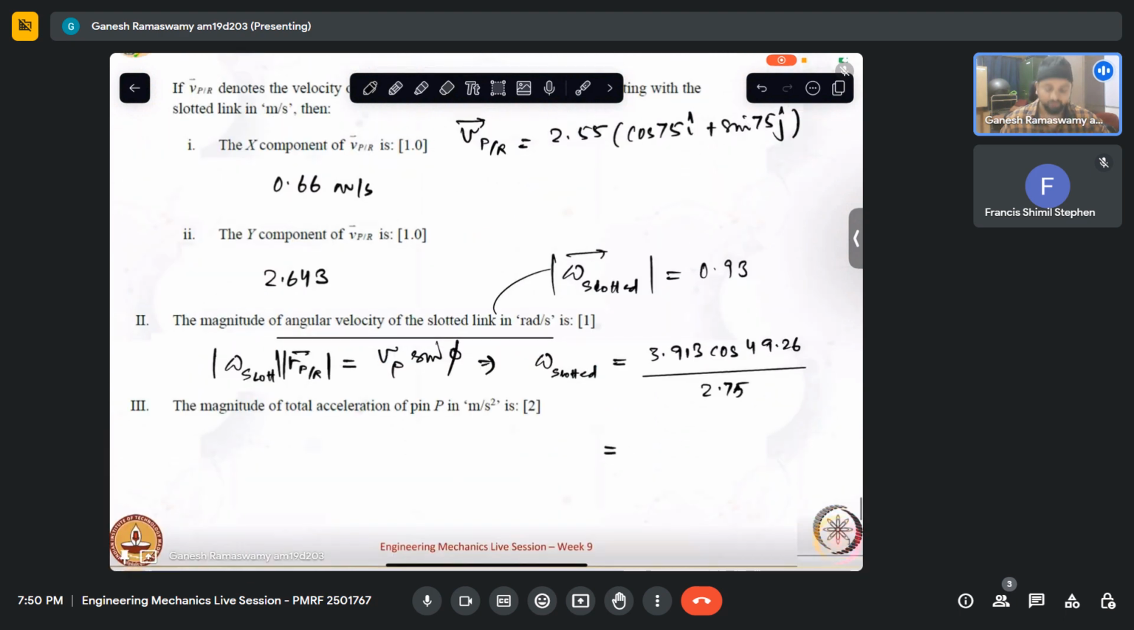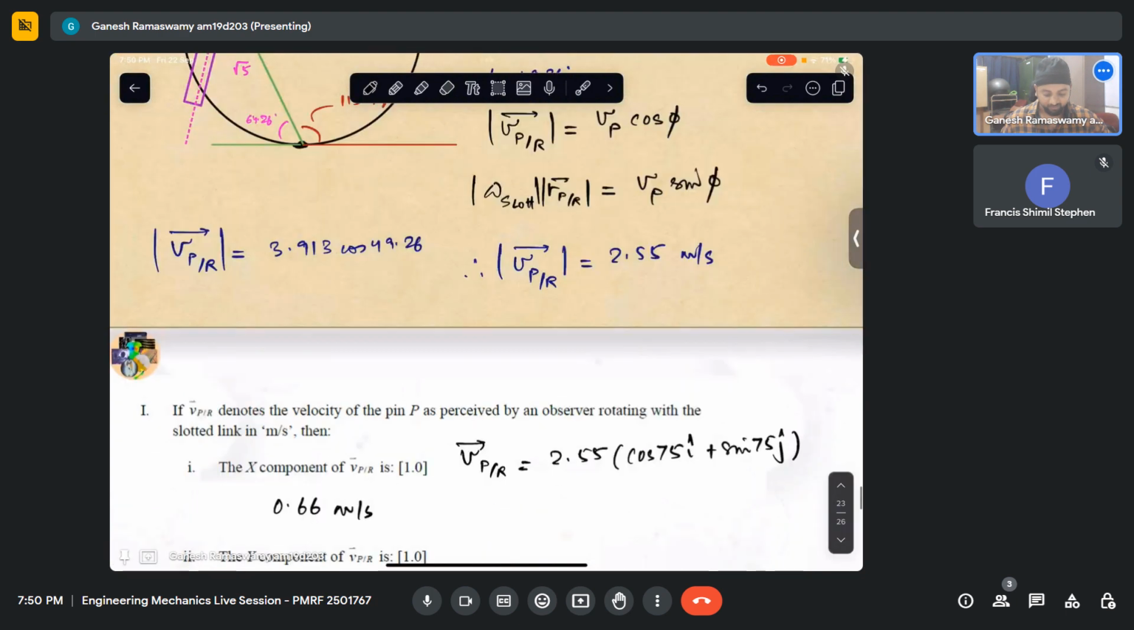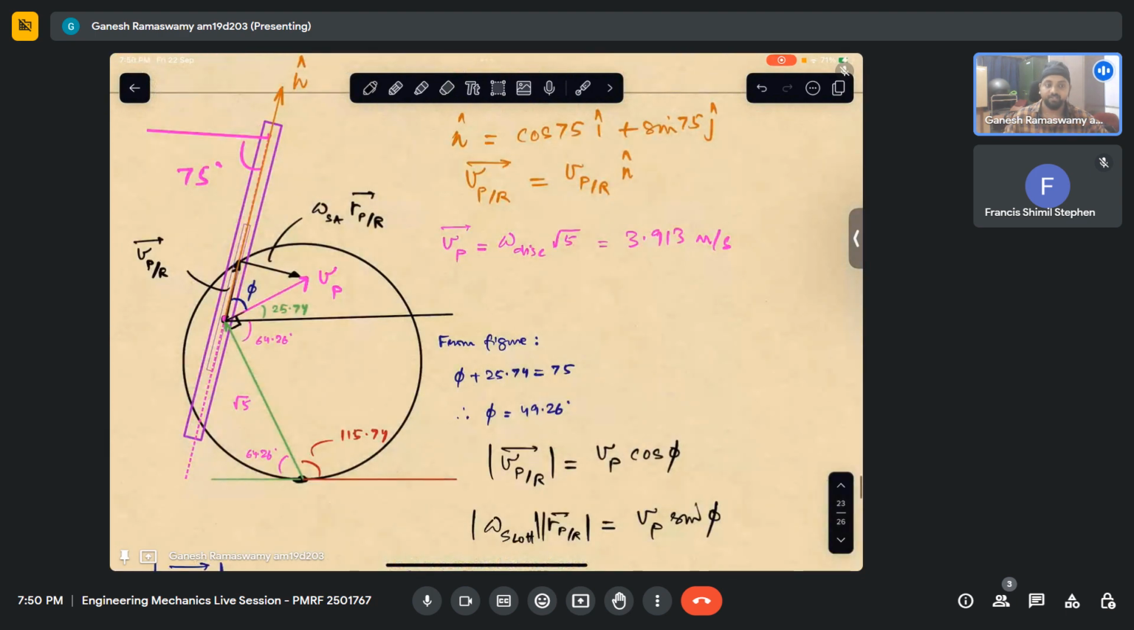Magnitude of total acceleration of point P is asked. Now, for total acceleration, as you had also asked initially, that can be analyzed in two ways. If I am constrained to rotate with this object, I can evaluate the absolute acceleration of point P. Only thing is, I will have to attach a rotating frame of reference to that, and then I have to account for the Coriolis force.